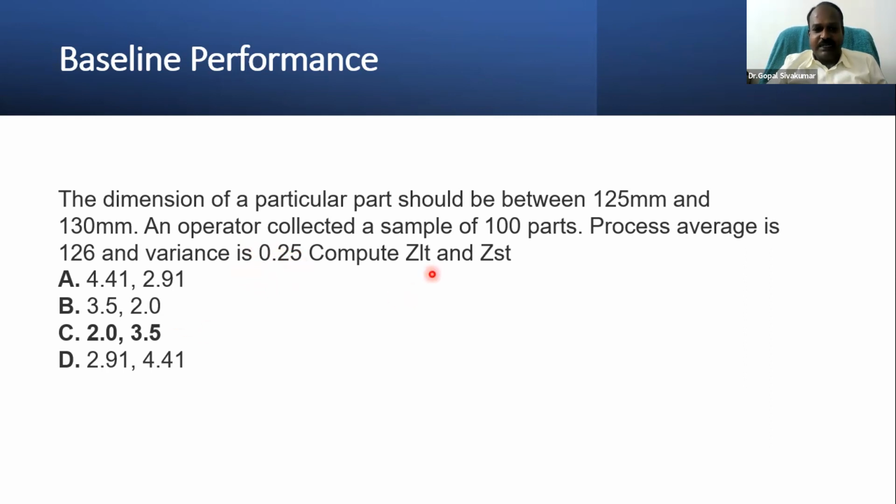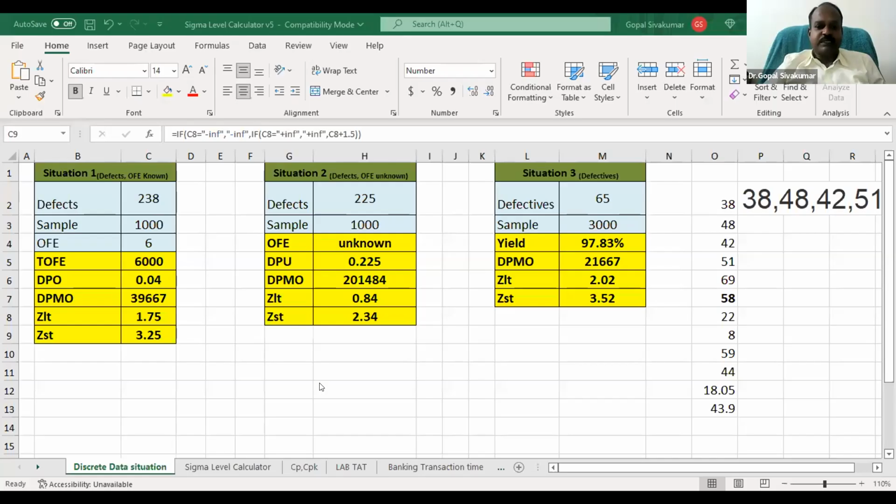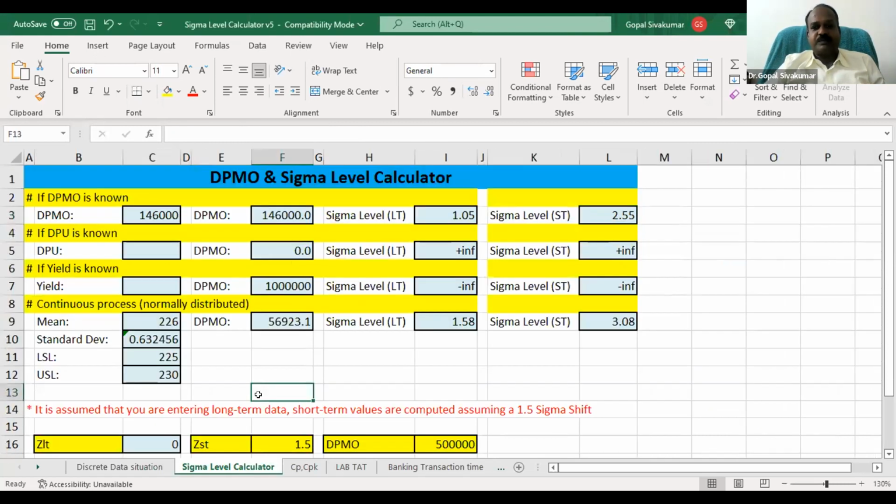Now ZLT and ZST it will throw. Do you want me to show it in the Excel file? Yes, sir. Okay, so I stop sharing. Please remember the numbers for me. So now I go to the Excel file. Question is with respect to ZLT, ZST, no? And now there is one more thing, sigma level calculator.